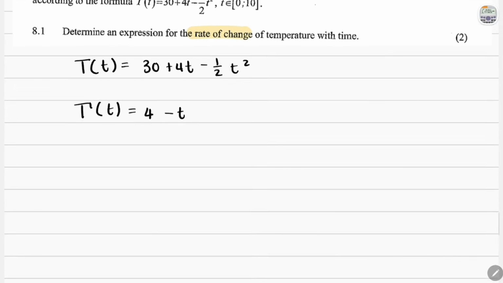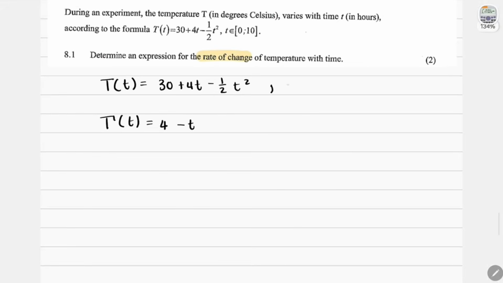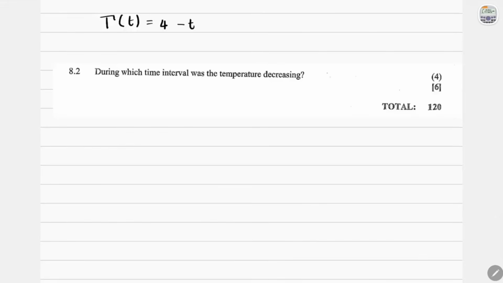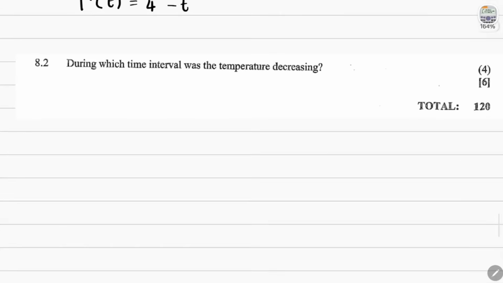So this is the change in temperature with respect to time. Of course, here, the time was from 0 to 10 hours. Moving on to the next question. Question 8.2 says, during which time interval was the temperature decreasing?